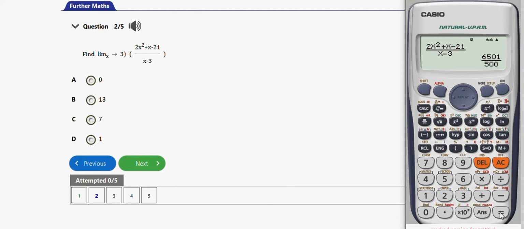We have the output here. To put this in decimal, you press SD. So we have it to be 13.002, which is the same thing as 13. Option B is the right answer. We're making progress. Next question is this one.